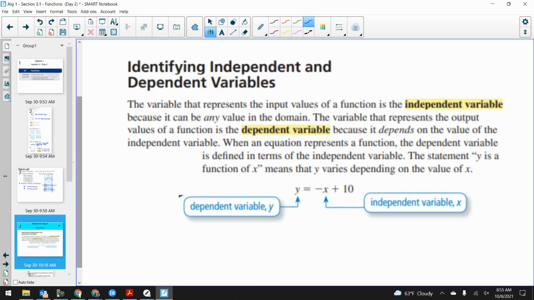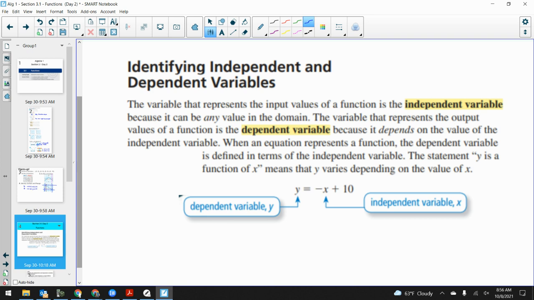Independent and dependent variables. This is something that you've studied before, something that you should know, something that probably you look at a little bit in science class too. What is changing? What is causing something else to happen? The variable that represents the input value of the function is called the independent variable. So when I say independent variable, you think input, and when you think input, you should think domain, which is also x.